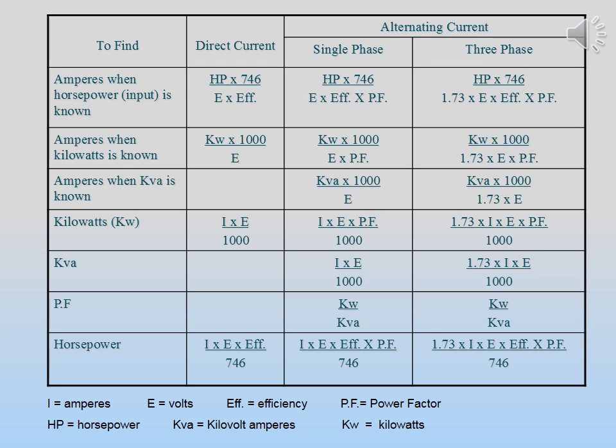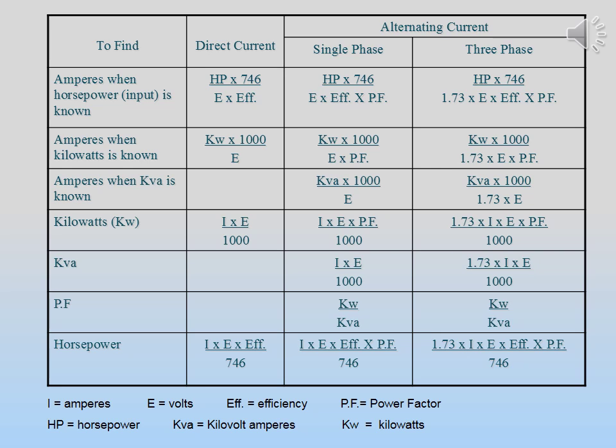This table is a good summary of formulas that can typically be used to determine kilowatt, amps, power factor, and horsepower. Let's take a look at the kilowatt formula: I multiplied by E divided by 1,000. When we are dealing with direct current, I is amps, E is volts. So with direct current, kW equals volts multiplied by amps, divided by 1,000. In direct current circuits, let's take a look at watts. W equals I multiplied by E. Watts equals amps multiplied by volts.